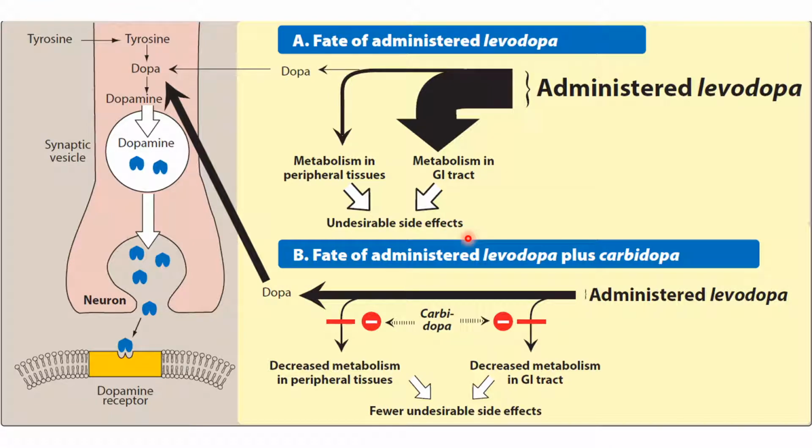So one of the strategies to reduce the symptoms of Parkinson's disease is increasing the dopamine in the central nervous system. Dopamine is usually produced from tyrosine that is converted to dopa first, or the oxyphenylalanine dopa, and then to dopamine. Then it's released and acts on the dopamine receptor.